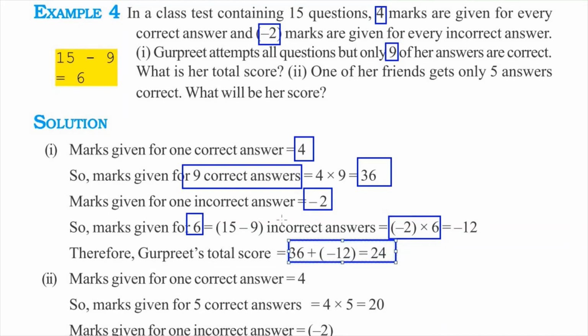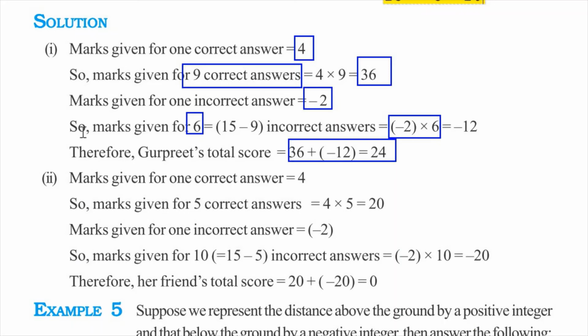Moving on to the second part, if one of her friends gets only 5 answers correct. So out of the 15, one of her friends gets only 5 correct. How many does her friend get wrong? It's 15 minus 5. So she gets 10 questions incorrectly.